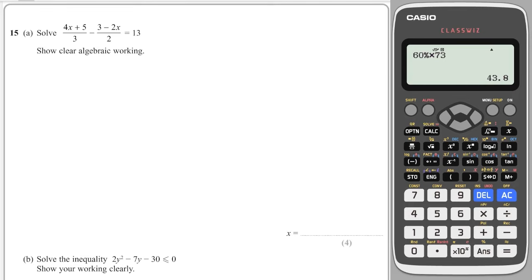Algebraic fraction, I'm going to want to make a common denominator, in this case of 6. So I need to multiply this one top and bottom by 2, which is going to give me 8x plus 10 over 6. I'm going to multiply this one top and bottom by 3, which is going to give me 9 minus 6x over 6, and that's equal to 13.